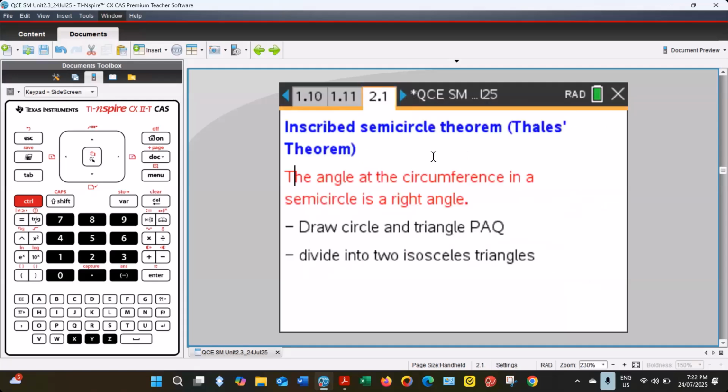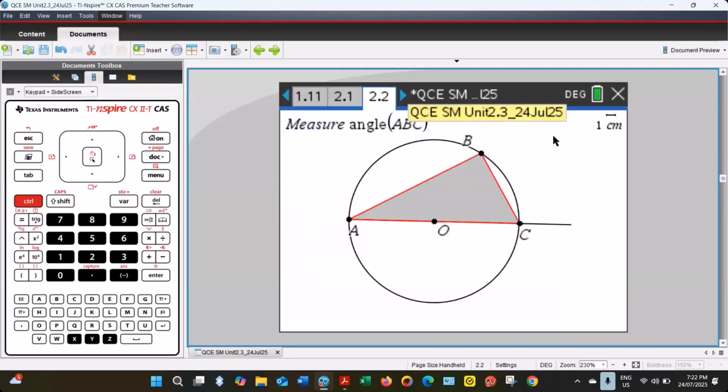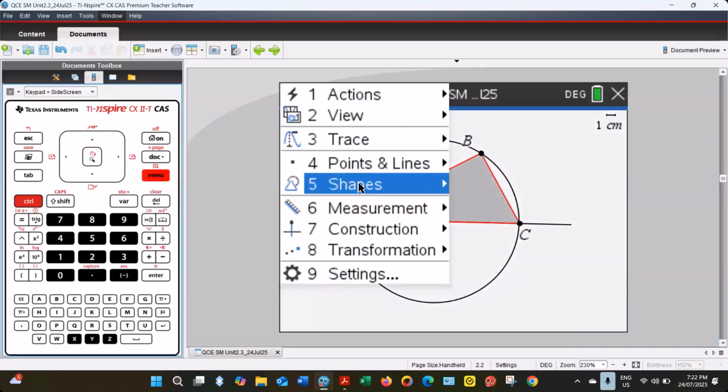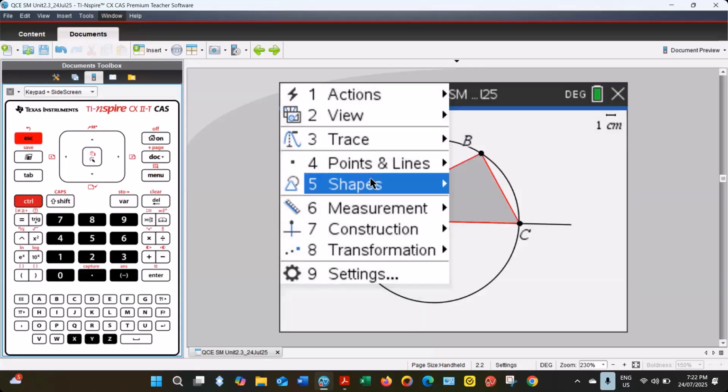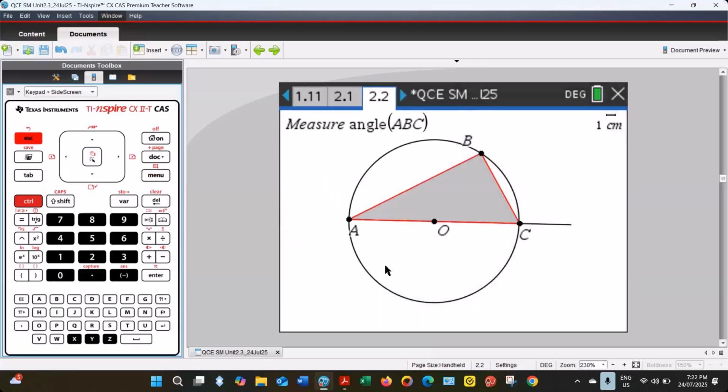Okay, so some other theorems: the inscribed semicircle theorem, which is one of Thales' theorems. The angle at the circumference in a semicircle is a right angle. To save time, this is one that I started earlier. All I've done is go to shapes, choose circle and choose triangle, and make sure that the triangle was inscribed.